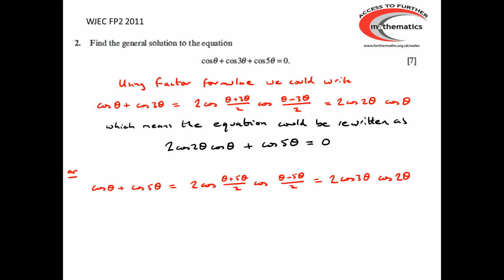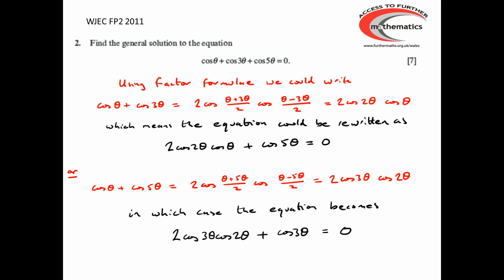On the other hand, if we use the factor formulae to look at cos theta plus cos 5 theta, we've got that cos theta plus cos 5 theta becomes the same thing as 2 cos 3 theta cos 2 theta, which means that the equation can be written as 2 cos 3 theta cos 2 theta, that's the cos theta plus the cos 5 theta bits, plus another cos 3 theta, the bit in the middle. Now this time we've got a factor of cos 3 theta running all the way across the left hand side, so we can make some progress usefully.